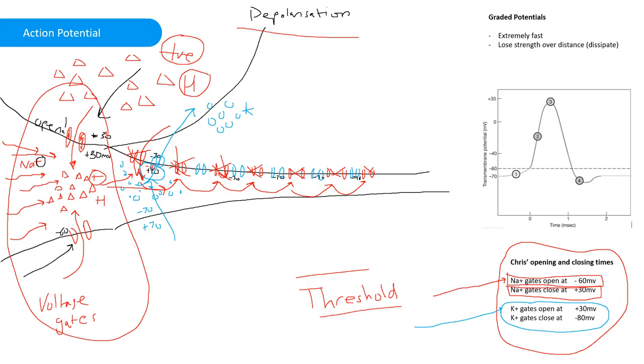Now because we're going back from being more positive on the inside to becoming less positive on the inside, this causes repolarization. We're restoring the polarity across the membrane. We're restoring the fact that the inside becomes less positive than the outside. And this continues along the neuron in an action potential.